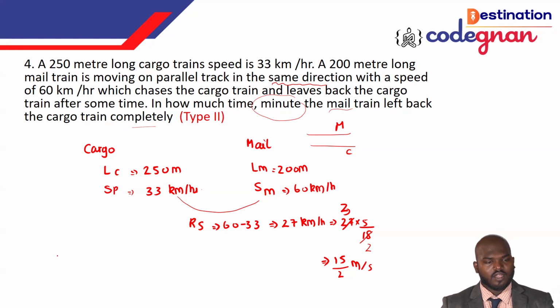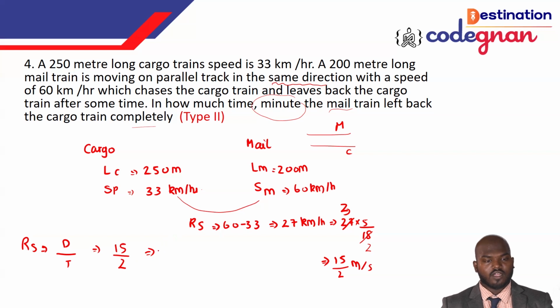Then I can take the same formula: relative speed is equal to distance by time. Relative speed here is 15 by 2. So 15 by 2 is equal to distance by time. What distance do you need to take? That is both lengths. You shouldn't apply the relative speed concept to the length or the distance.